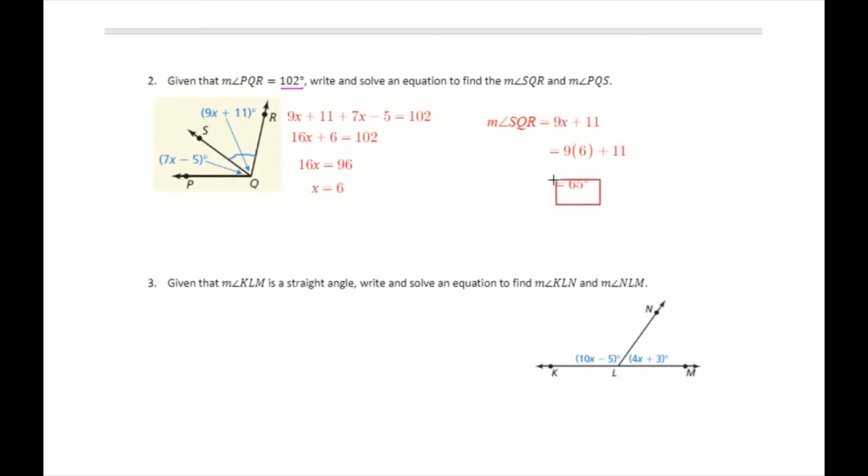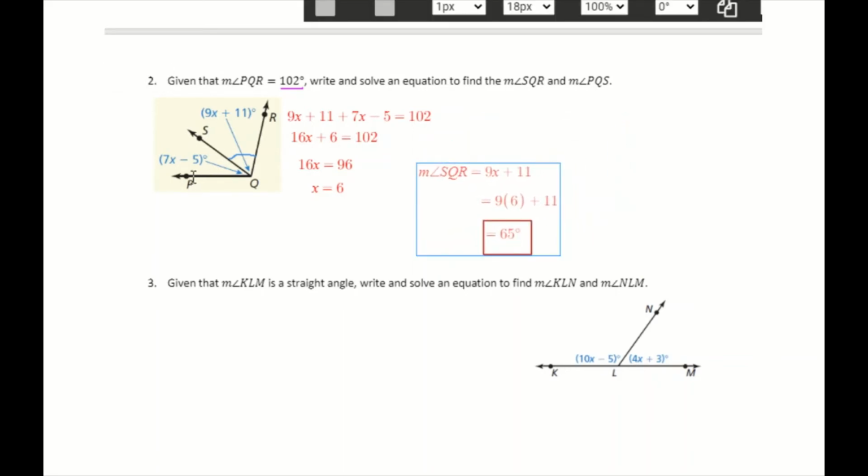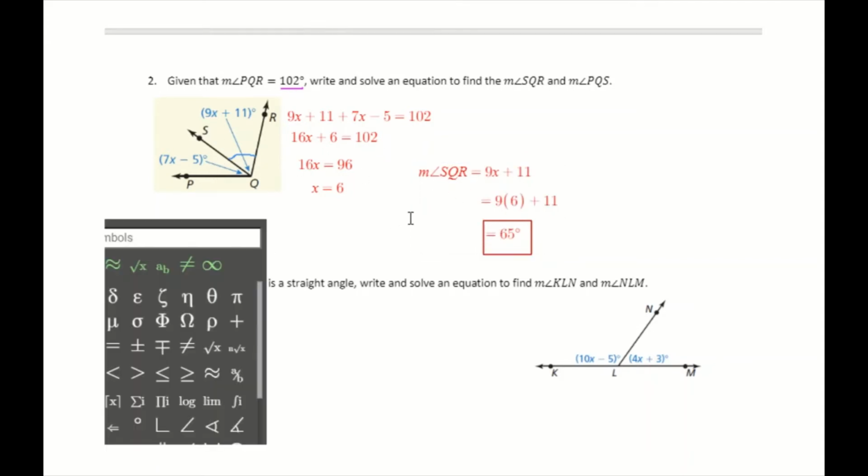So we got SQR. Now we need to find the measure of PQS. There's two ways we could do this. We could just plug in the x value we know, so just do 7 times 6 minus 5. That might be the easiest way. Or, since you know the overall angle is 102, you could subtract this from 102. You could do it either way, but I'm going to do the former.